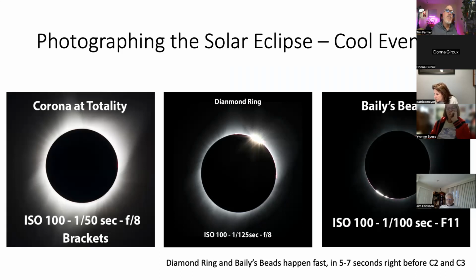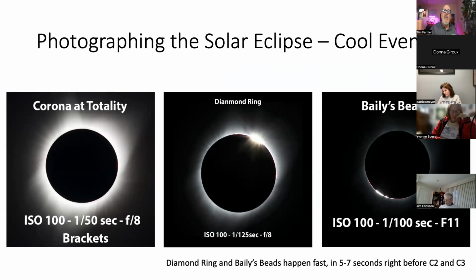Sorry about that. Diamond rings happen as the sun is still peeking over the edge of the moon, but just a very slender part. And it makes that bright spot right there. And then you'll see the corona around the rest of it. Bailey's beads happen as that is disappearing and going into totality.